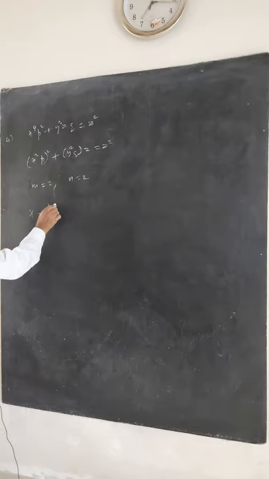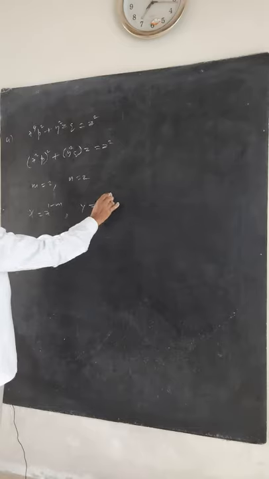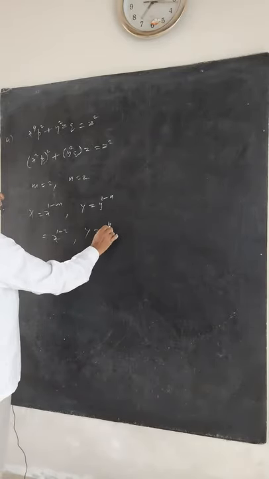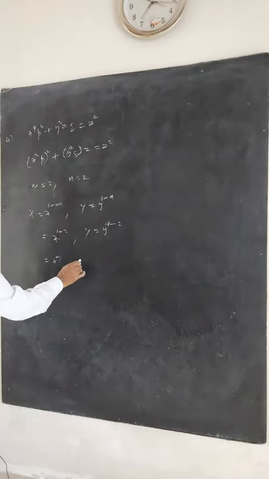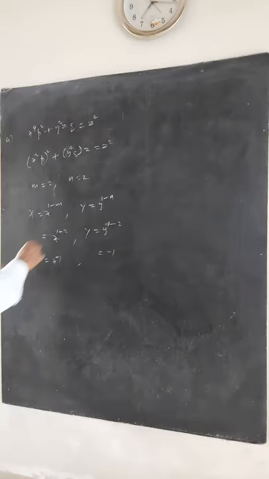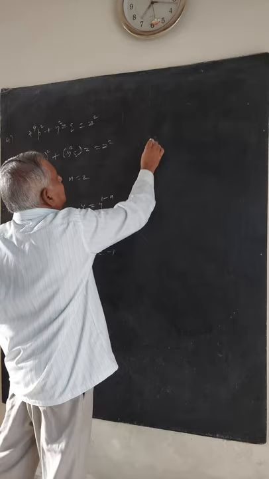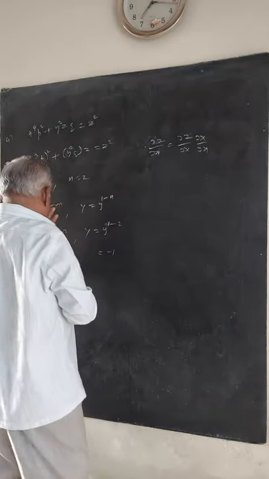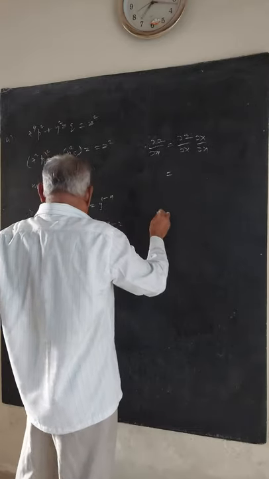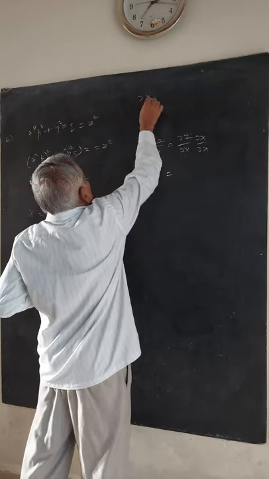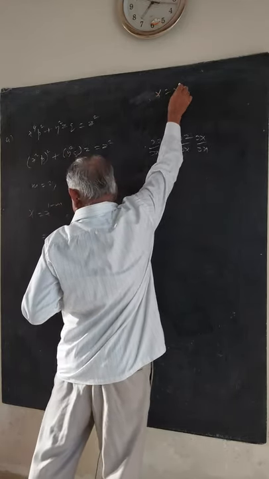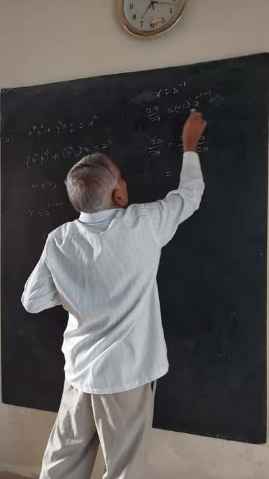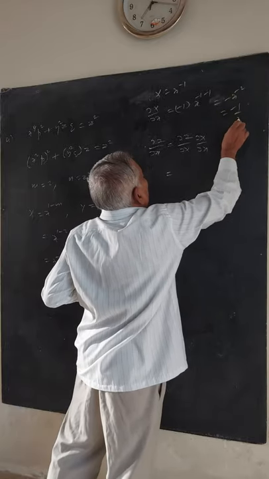Applying in this x power 1 minus m, y power 1 minus n. M is 2, x power 1 minus 2, y power 1 minus 2, x power minus 1. This is also minus 1. Here, dou z by dou x equal to dou z by dou capital X into dou capital X by dou x. Here, capital X equal to x power minus 1. Dou capital X by dou x equal to minus 1 x power minus 1 minus 1 equal to minus x power minus 2, minus 1 by x square.